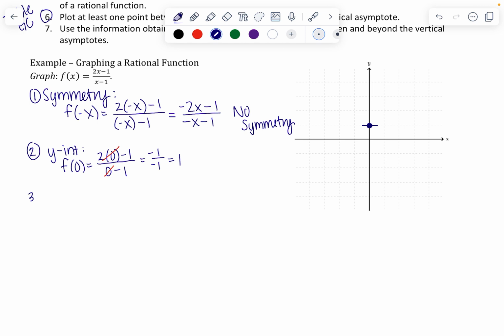Okay, third, we have our x-intercept. So we're going to set our numerator, 2x minus 1, equal to 0. If we solve this, we have 2x equals 1, x equals a half. One thing that I like to do with the x-intercepts is also look at the multiplicity. Here our multiplicity is going to be 1 because there are no exponents, which means we cross through.